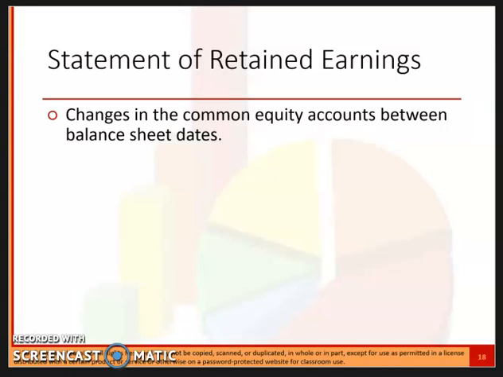Okay, so we've been through the balance sheet, the income statement, and the statement of cash flows, and now we're down to the final financial statement. It's actually the simplest of all. It's the changes in common equity accounts between balance sheets, or the statement of retained earnings.